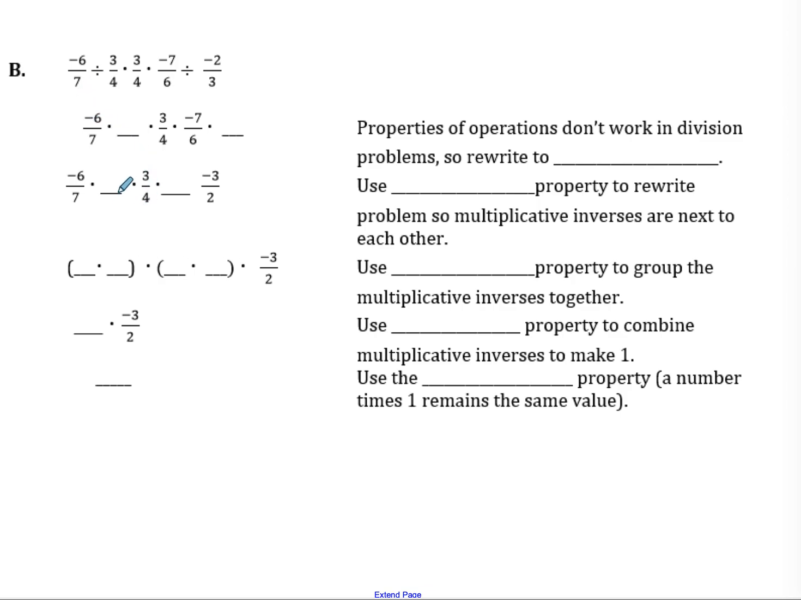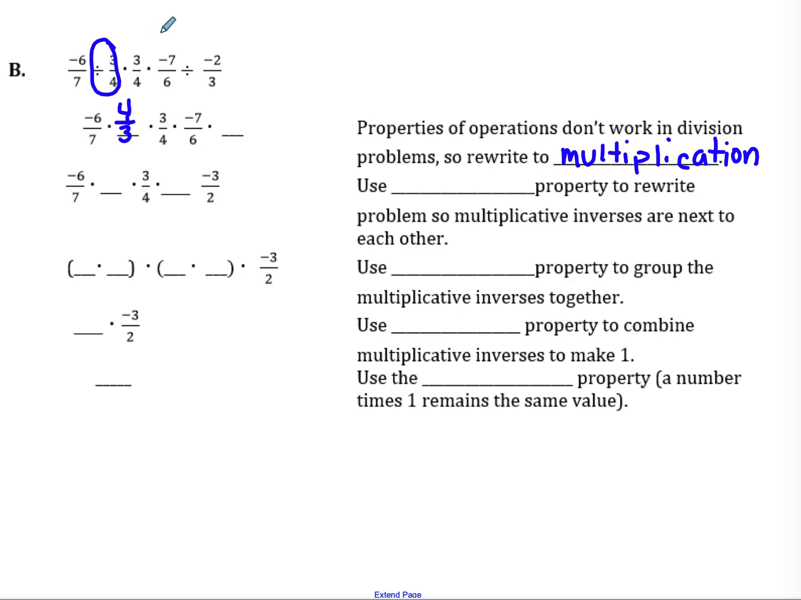All right, let's take a look at this next one. I've got some division in here as well as the multiplication. If I want to use things like the commutative property or associative property, I need to change everything to multiplication. We use keep, change, flip for that. I'm just looking at the number that comes after the division. So keep the negative 6/7, change this to multiplication, and then flip it. That's going to be 4/3 now.